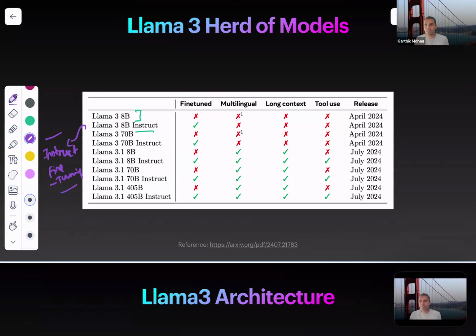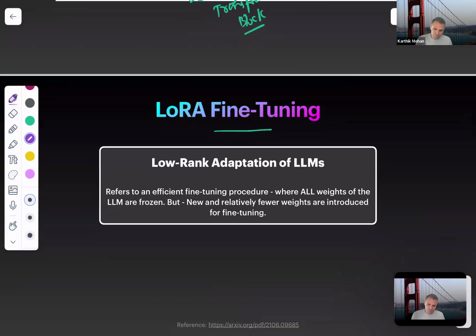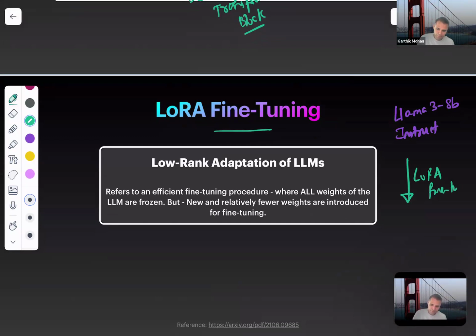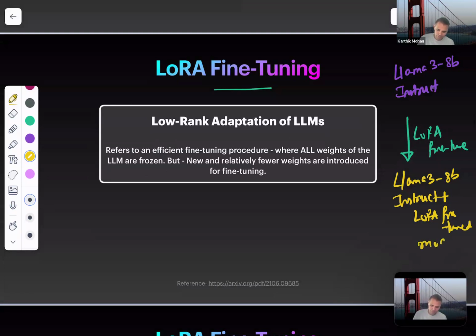We'll talk about the secondary fine-tuning that supports a specific task, right? So we'll talk about LoRa fine-tuning as a way to do fine-tuning of large language models. So let's say you have Llama 3 8 billion instruct. If I have this, I can LoRa fine-tune this, and then I get a Llama 3 8 billion instruct plus LoRa fine-tuned model, right?